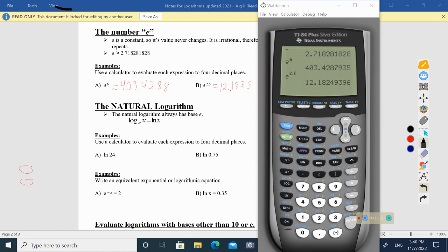Okay, so let's jump down here. It says use a calculator to evaluate each expression to four decimal places. What's the natural log of 24? Well, the natural log of 24, I would hit the LN button, 24, equals.